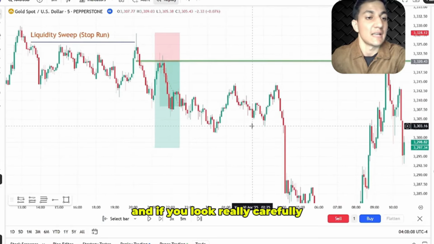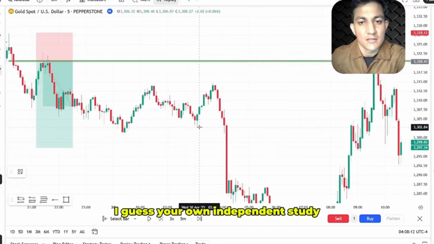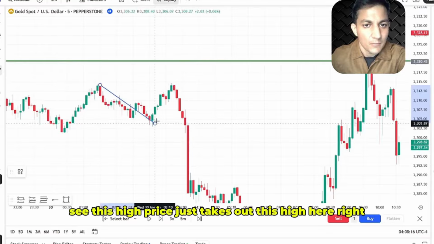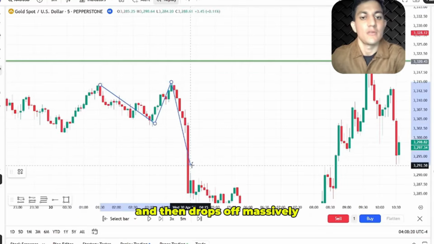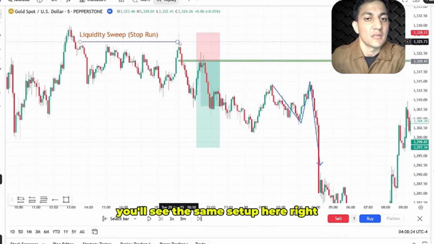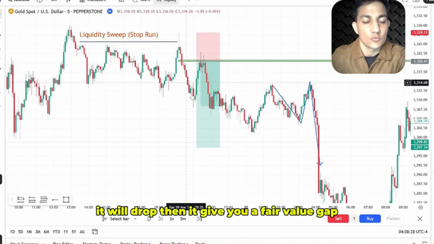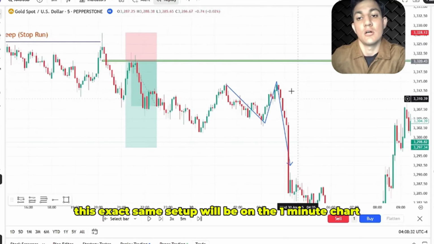And if you look really carefully, this is something for your notes actually, or something for your own independent study. Go really carefully here. See this high? Price just takes out this high here, right? And then drops off massively. Now, if you get onto the 1 minute chart, you'll see the same setup here, right? This wick will take out this high here, it will drop, then it'll give you a fair value gap. This exact same setup will be on the 1 minute chart here.